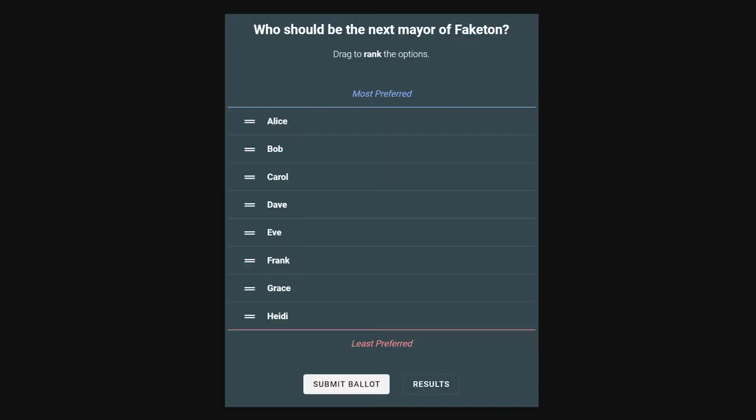Now let's look at the instant runoff voting system. Instant runoff voting is perhaps the most well-known alternative to the plurality system. Whereas under the plurality system, voters vote for one candidate, instant runoff voting uses a ranked choice ballot, where voters rank the candidates in order of preference.